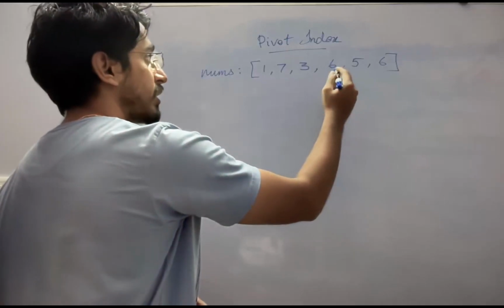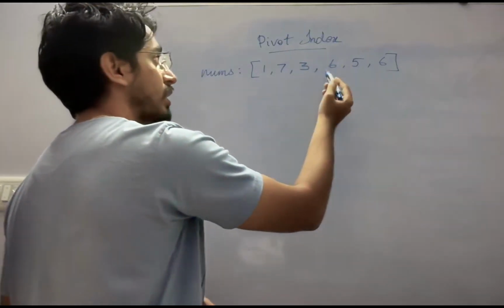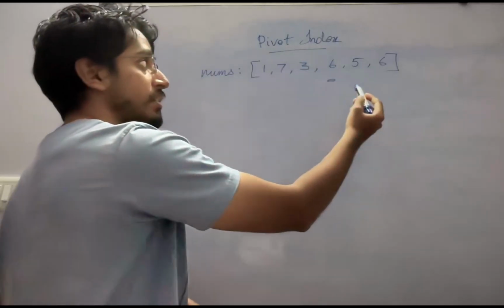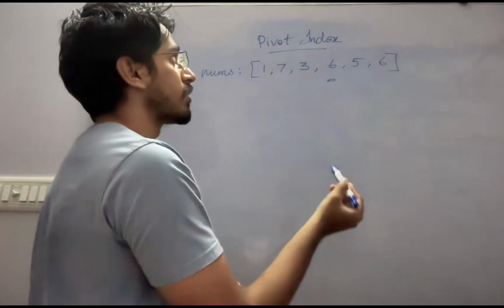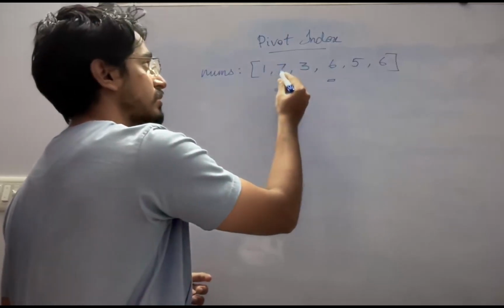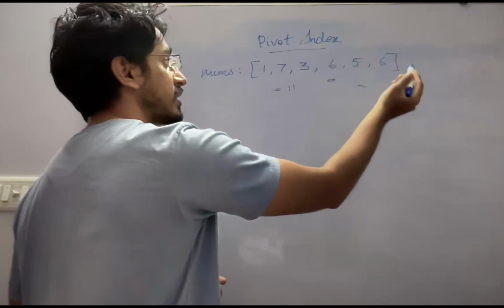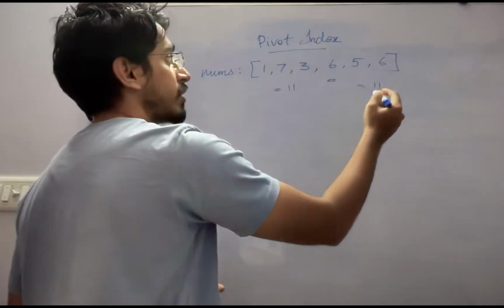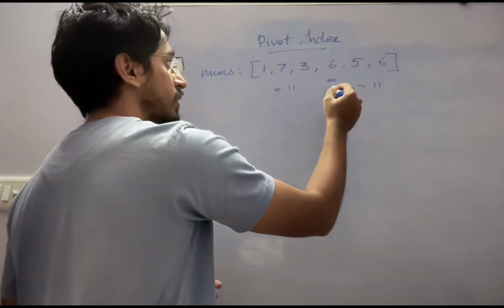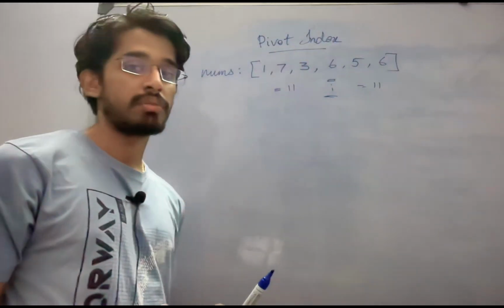So the pivot index is 3, because this is the index where the sum of the left values and the sum of the right values are equal. The sum on the left is 1 plus 7 plus 3, which is equal to 11, and the sum on the right side, 5 plus 6, is also 11. So this is the index we need to return at the end of the problem. So how do we solve this?